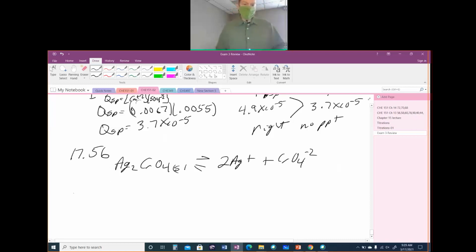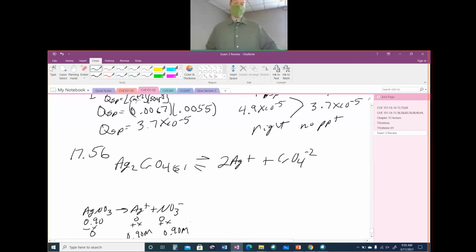All right, and what we're adding is 0.9 molar silver nitrate. So you need to know that all nitrates are soluble. AgNO3 goes to Ag plus and NO3 minus, 100% soluble. So that means we have a 0.90 molar Ag plus and a 0.90 molar NO3 minus.